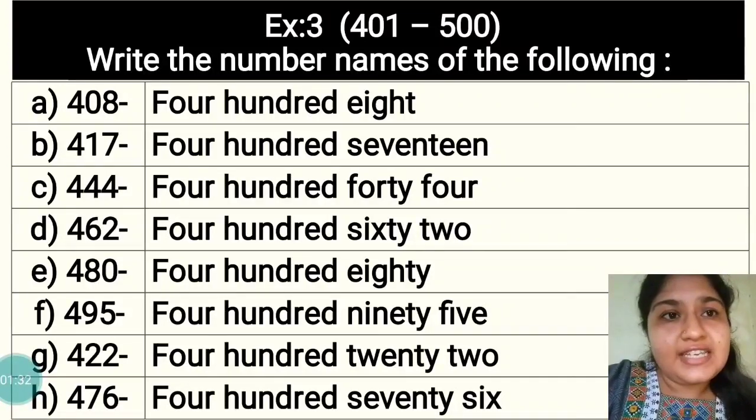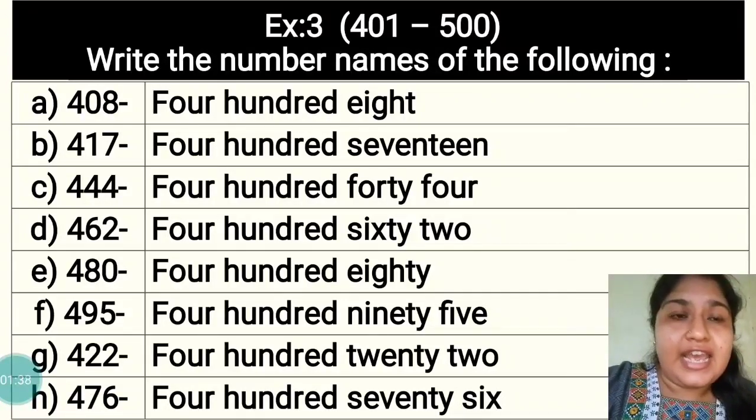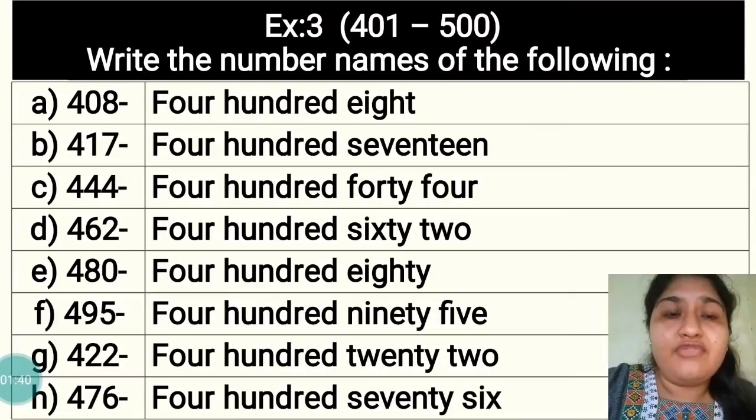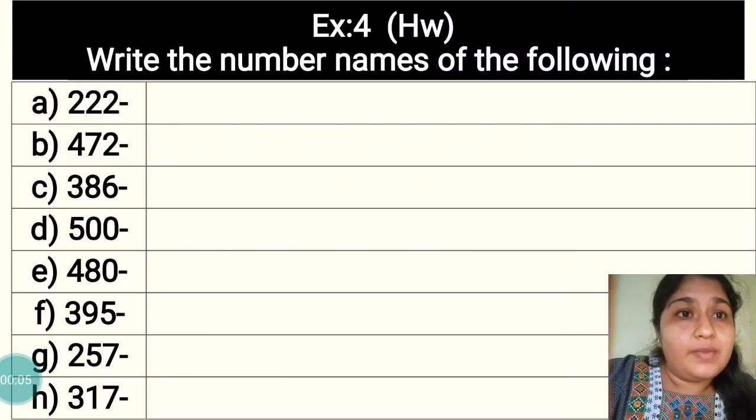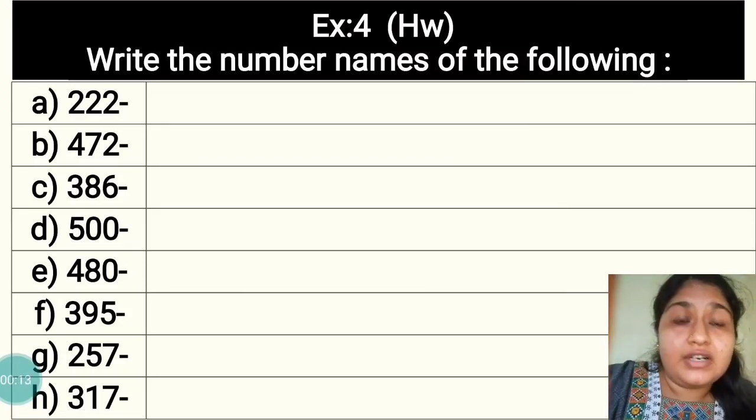So, in the first exercise, we were writing 200. Exercise 2, we were writing 300. And in this exercise 3, we are writing 400. So, students, this exercise number 4 is your homework. As you can see, different figures are given from 201 to 500. So, students, we have completed number names from 101 to 500, and now we are moving further with the other exercise in which the number names are given and we have to write down the figures.